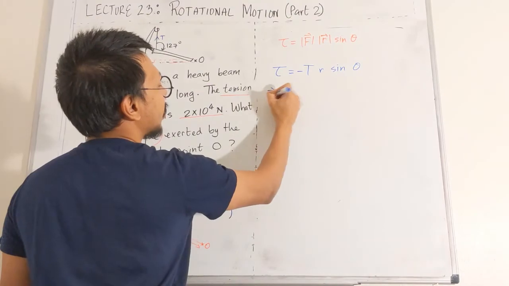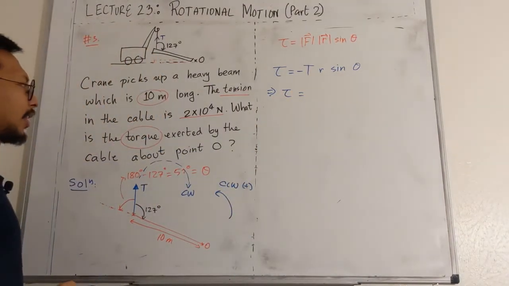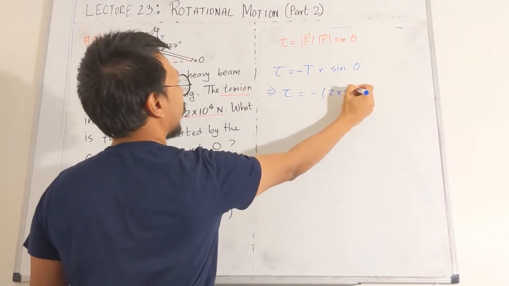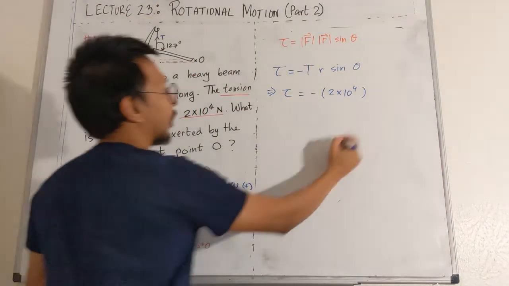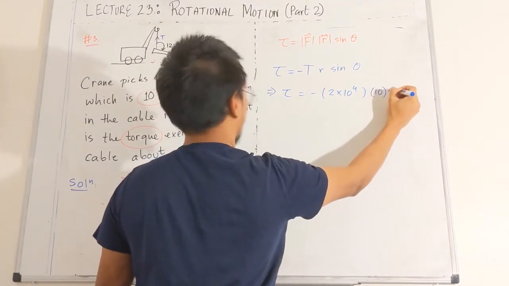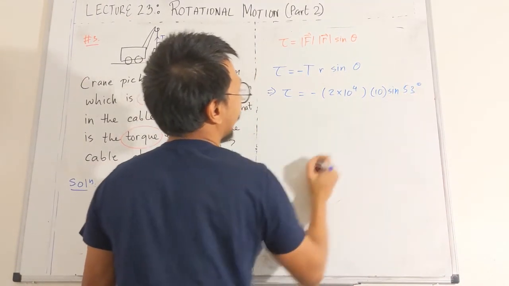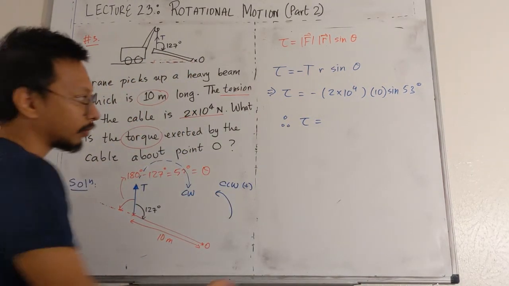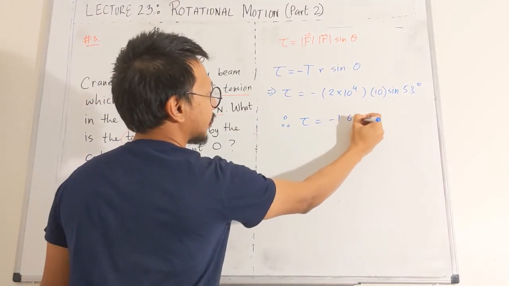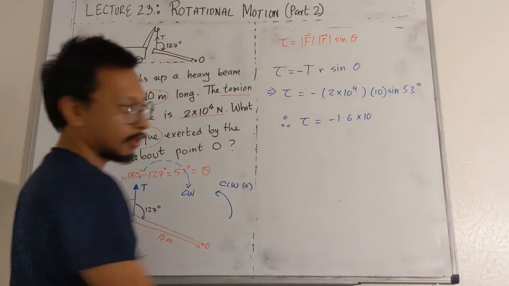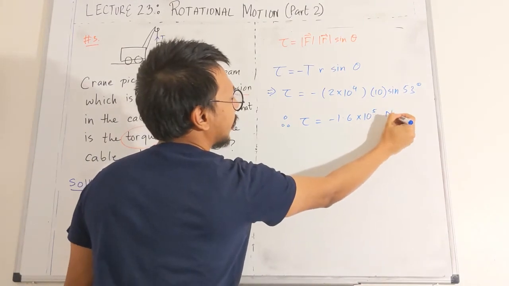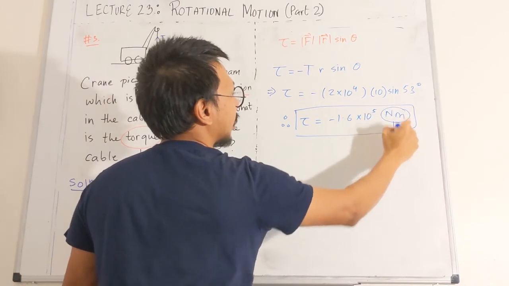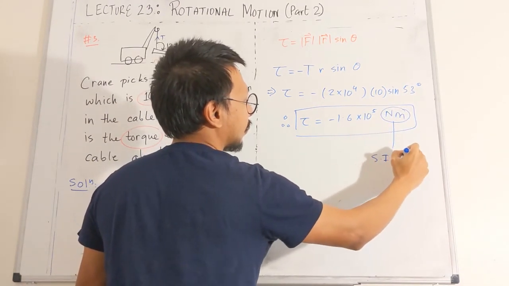Now it is simply a matter of plugging in numbers. For T, plug in 2 times 10 to the power 4. For r, plug in 10. For theta, plug in 53. This gives me the torque exerted by the tension to be minus 1.6 times 10 to the 5 newton meters.